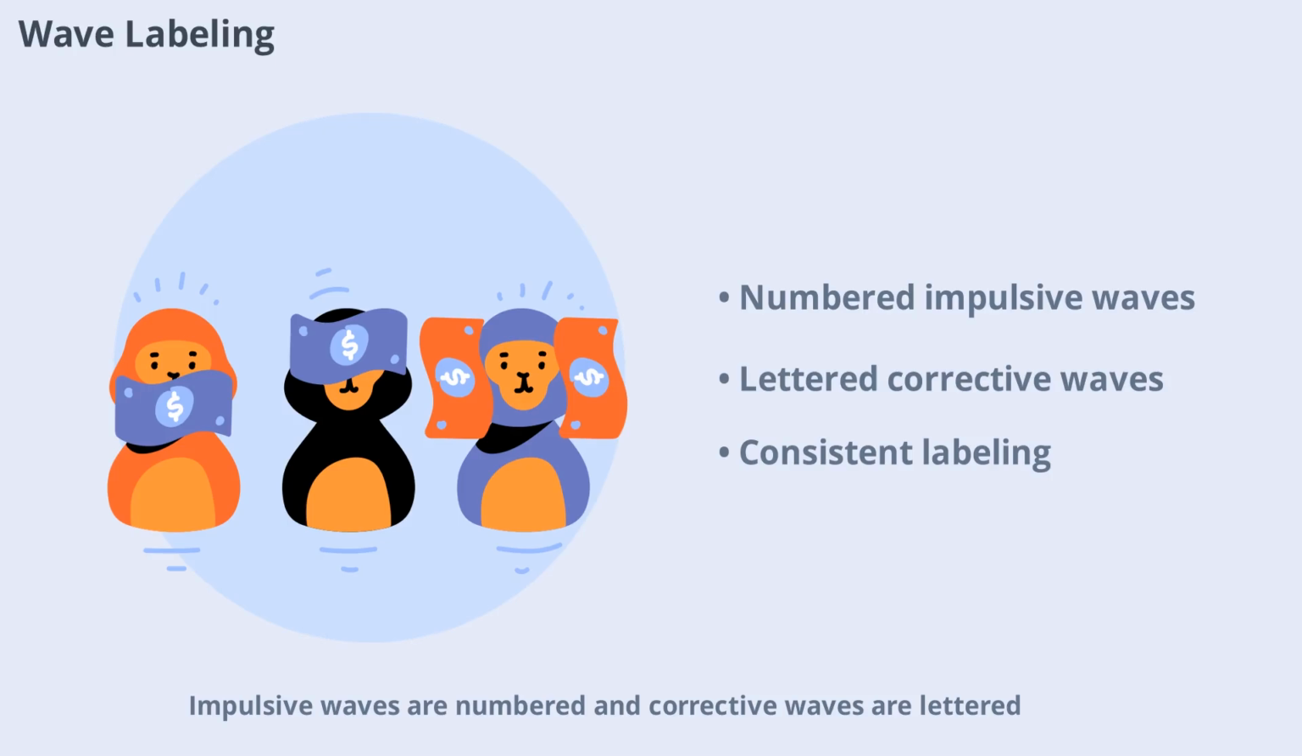Impulsive waves are numbered and corrective waves are lettered. Double and triple zigzags use WXY and WXYXZ labeling. Consistent labeling helps maintain clarity and ensures that wave counts are reliable across different charts and time frames.